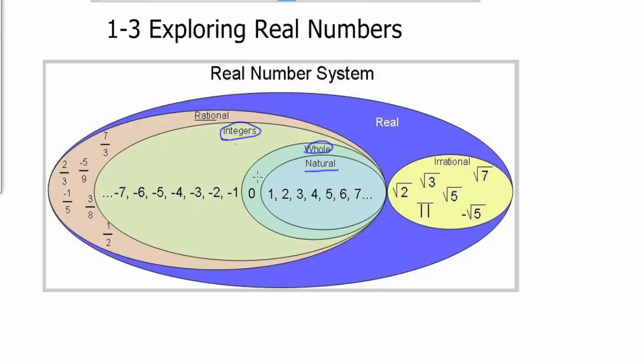Integers include negative whole numbers and their opposites. So it's 0, 1, 2, 3, 4, and negative 1, 2, 3, 4. It includes all of these. Okay?